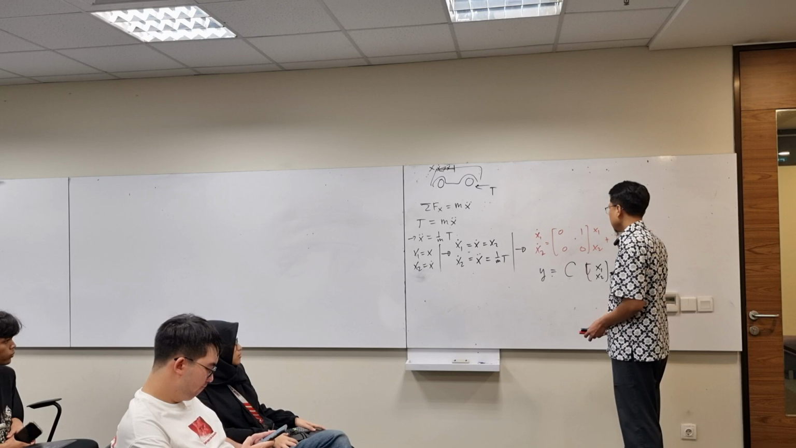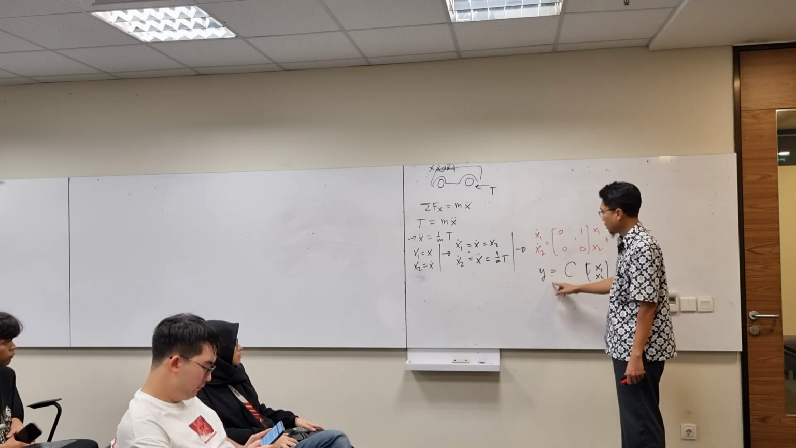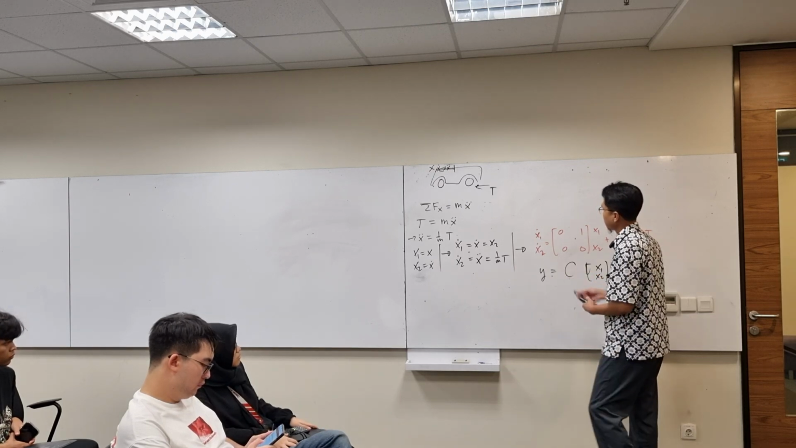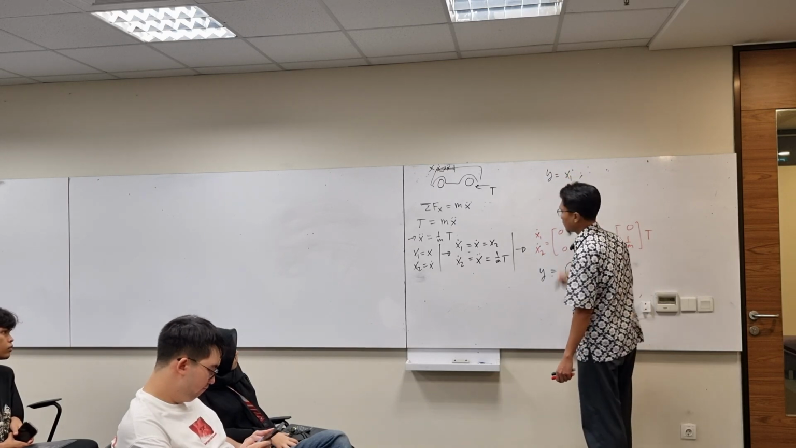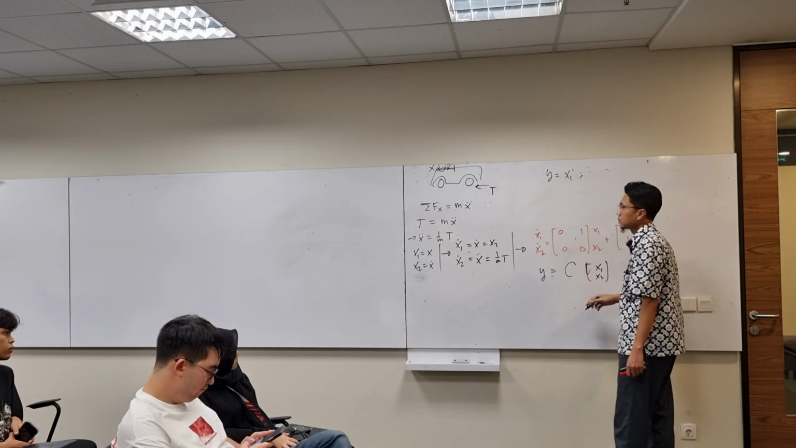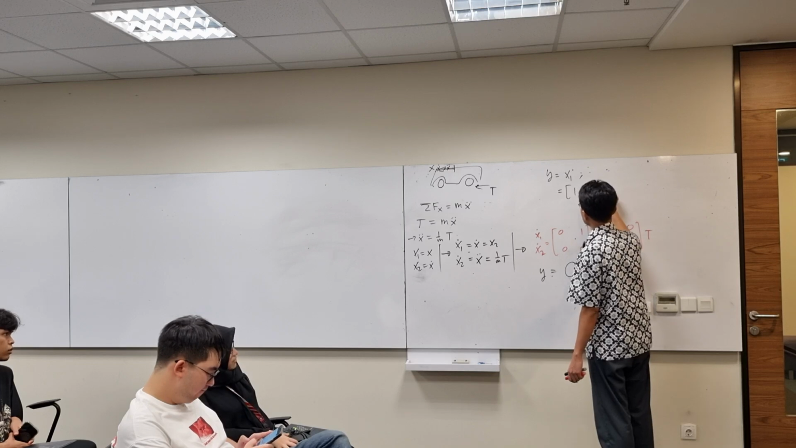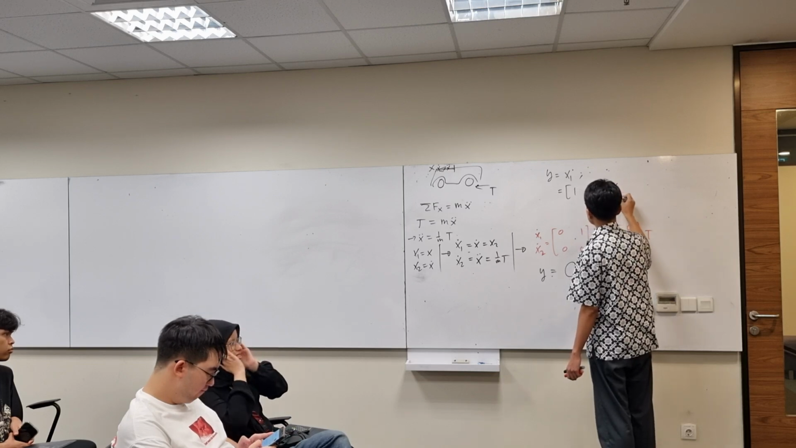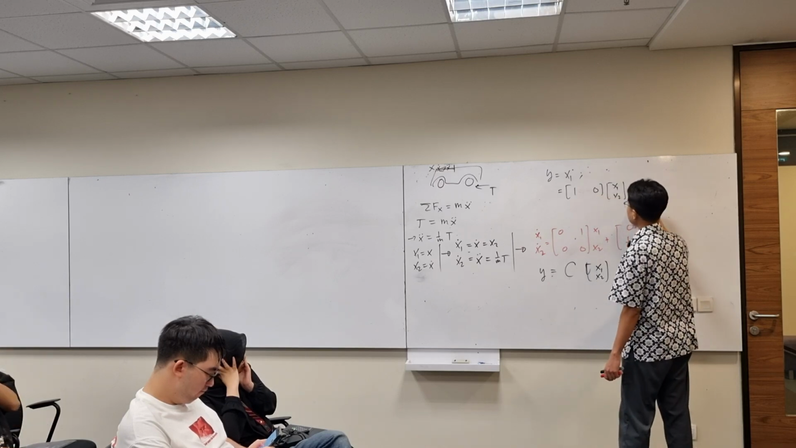What if my output is the displacement? How should I write down the C here? If my output is equal to x1, then what is the matrix C? Yes, 1, 0, like this, and this is x1, x2. So 1 times x1, 0 times x2, that will be x1.